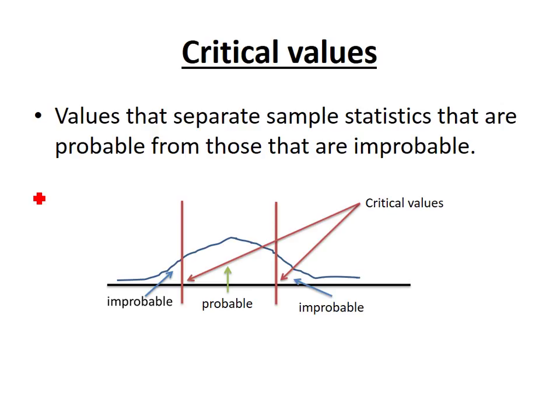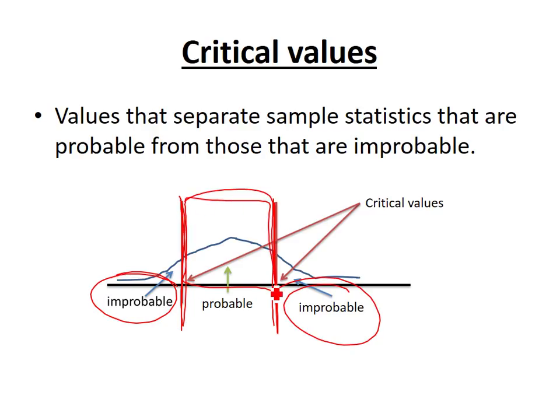Values that separate the sample statistics that are probable from those that are improbable. So these are our critical values. This stuff out here should not be happening. Stuff in here is what we want to happen. We want it to be in that range. Those are called your critical values, again, same as the last slide.